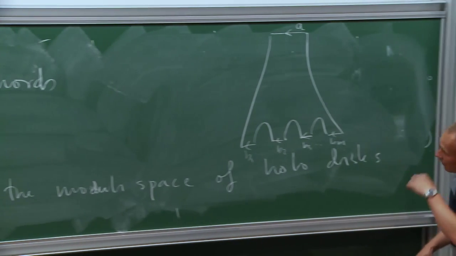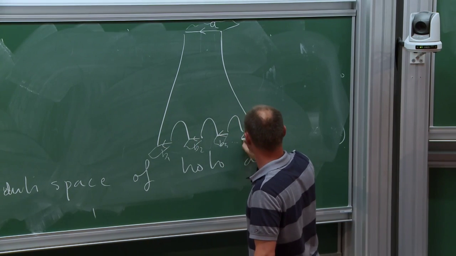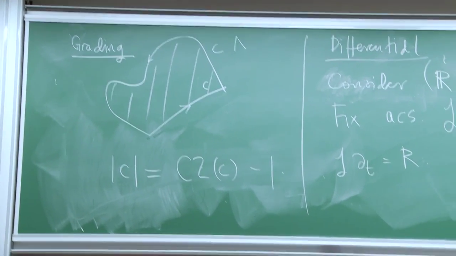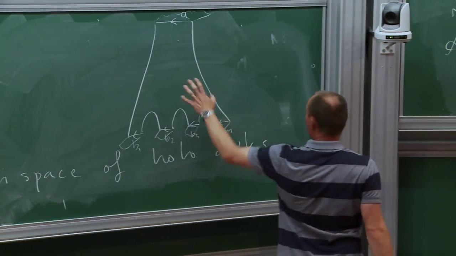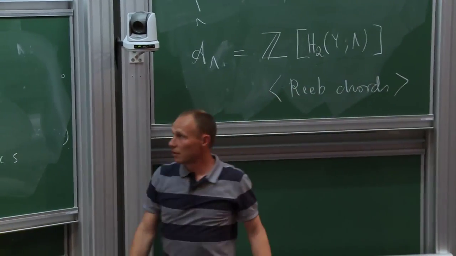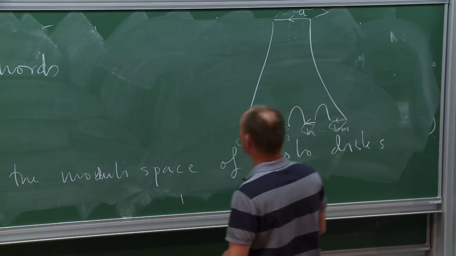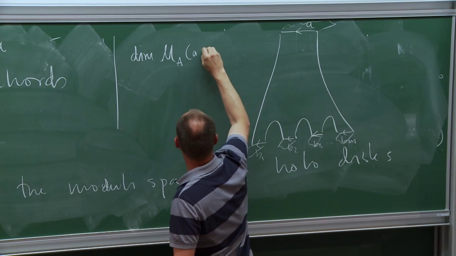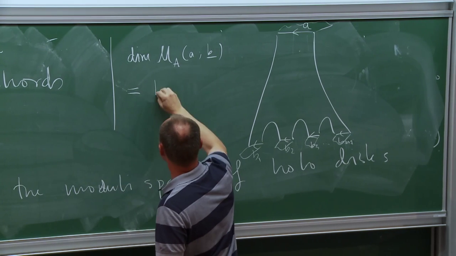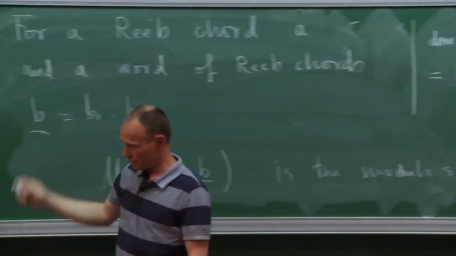Finally, remember that we have these capping disks. For each chord, we choose such a disk. When we fill in by these capping disks, the holomorphic disk and the capping disks define a relative homology class inside H2. That's what this subscript is. So this is the moduli space we'll use. The formal dimension of M, in our case, is simply equal to the grading of A minus the grading of B, which is the sum of the gradings of the factors in B.